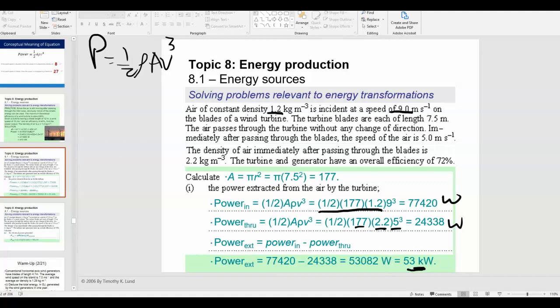Now, does that mean that's how much electricity is produced? Well, no, because the problem also tells you that the turbine and generator have an overall efficiency of 72%, which is higher than it really should be, because it's probably more like 50 or 60%. This calculation only tells you how much of the kinetic energy of the wind went into the turbine. That's great, but we don't get all of that out in the form of electricity because of the efficiency. So if we want to go the next step, what is P out?